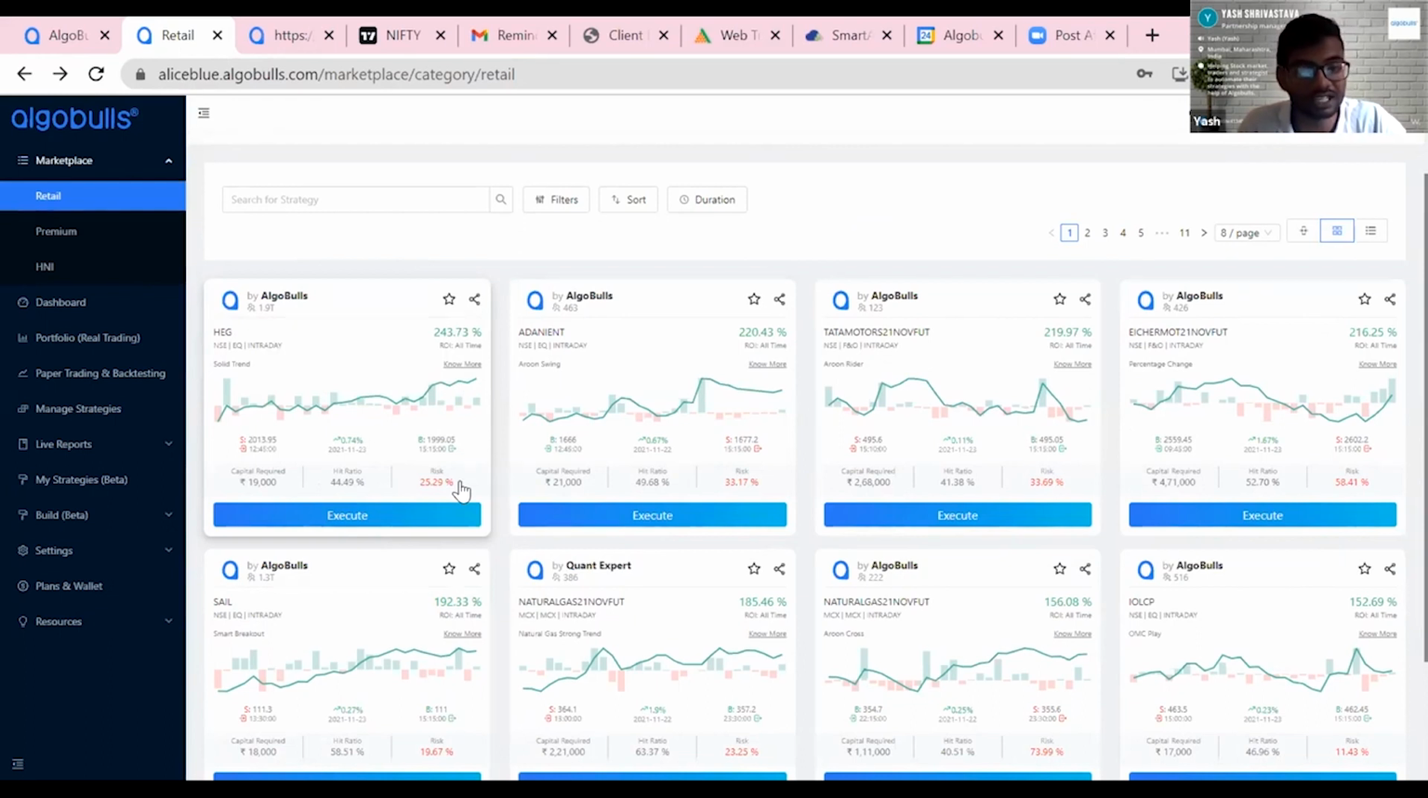Like if you are investing 19,000, you can expect a risk of 25% of this 19,000 going downwards. And what is the running PNL of this strategy? The strategy is currently at 0.74% profit. It took a sell entry at 2013, and it took a buy at 1,999.